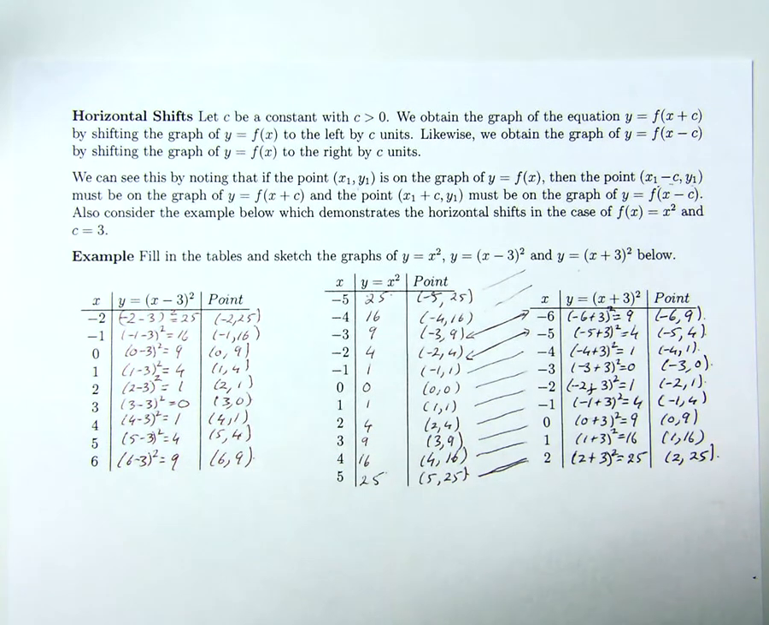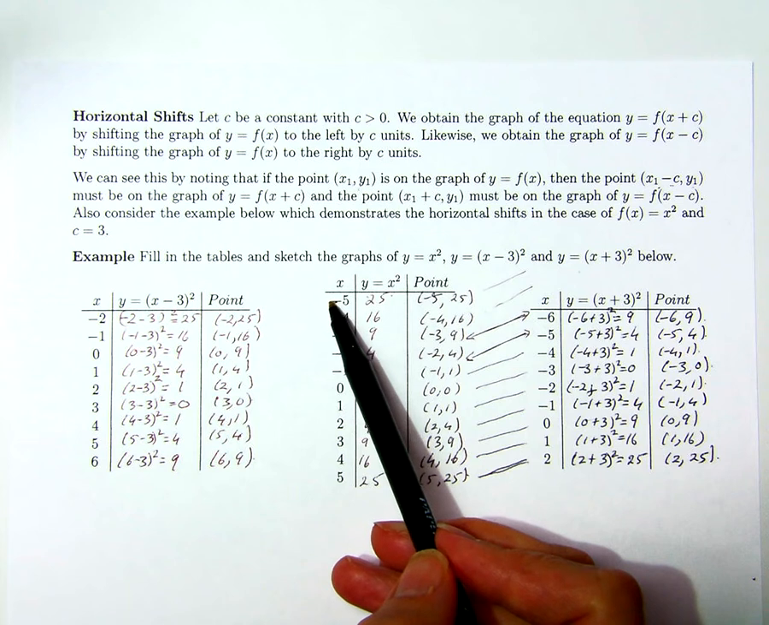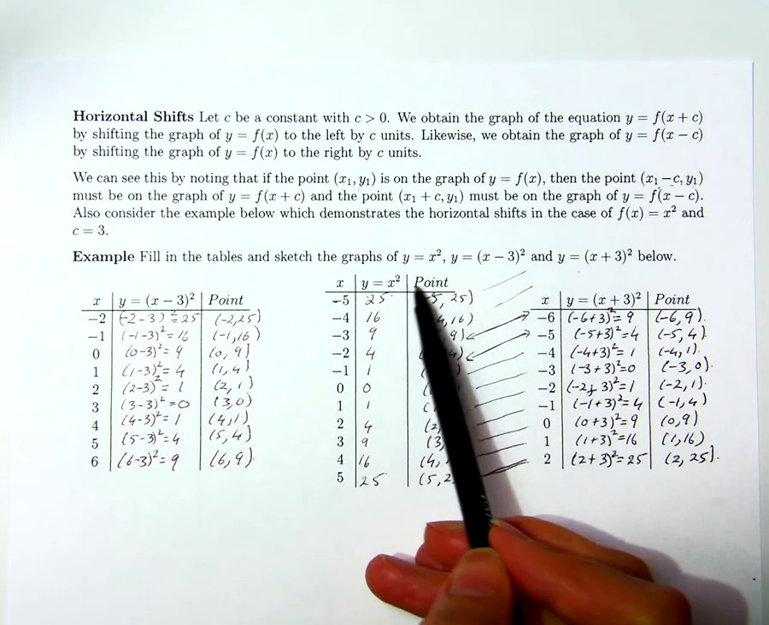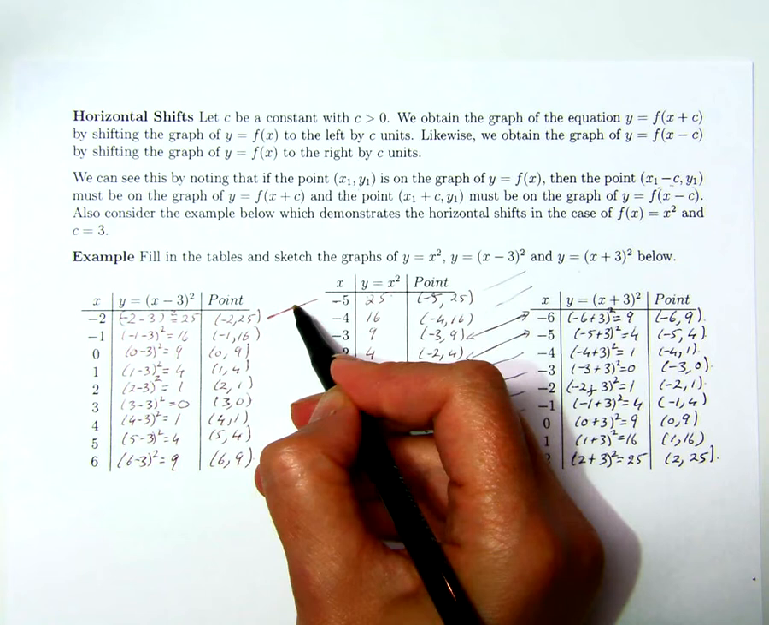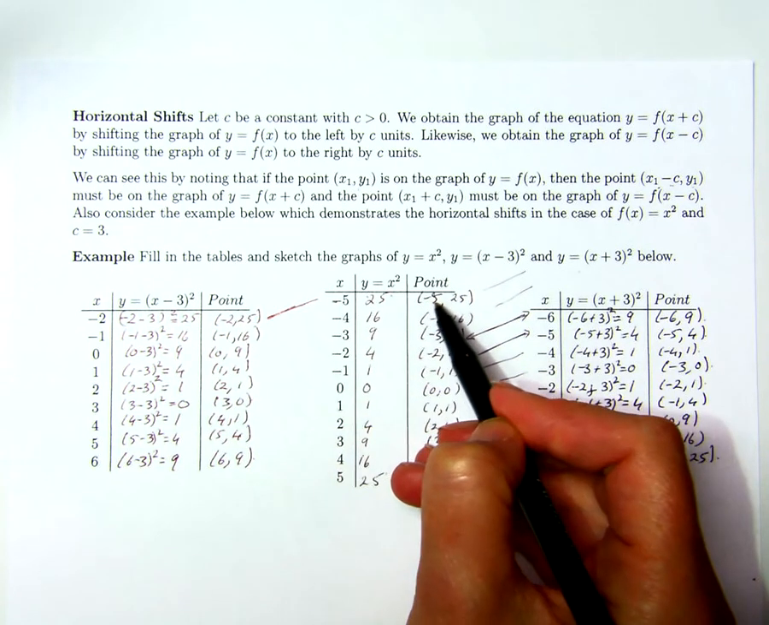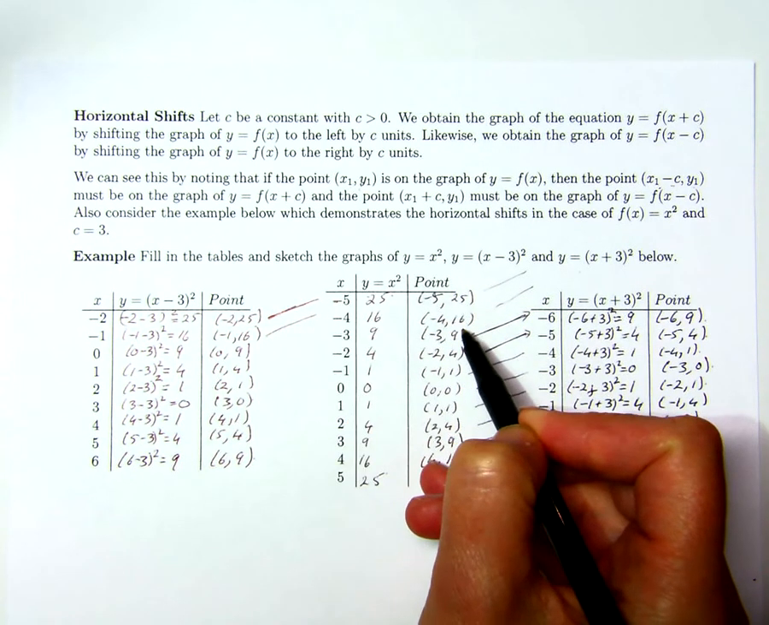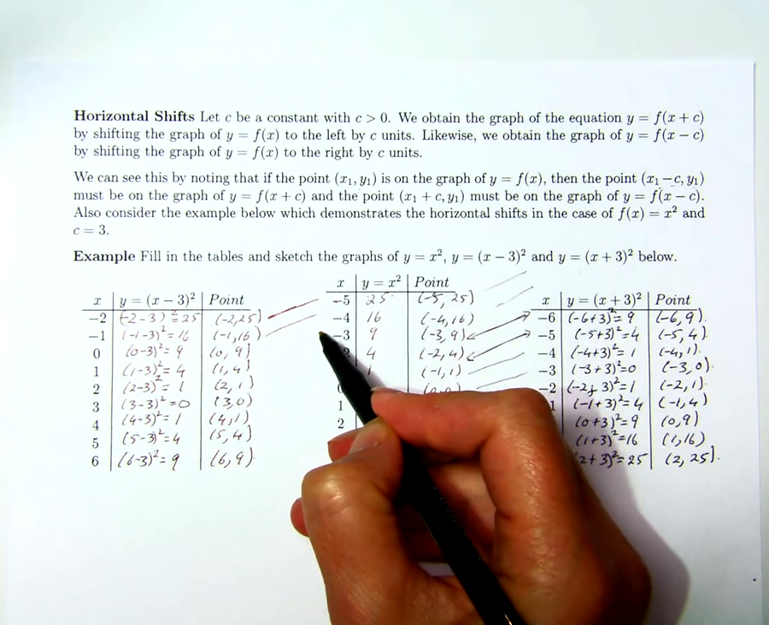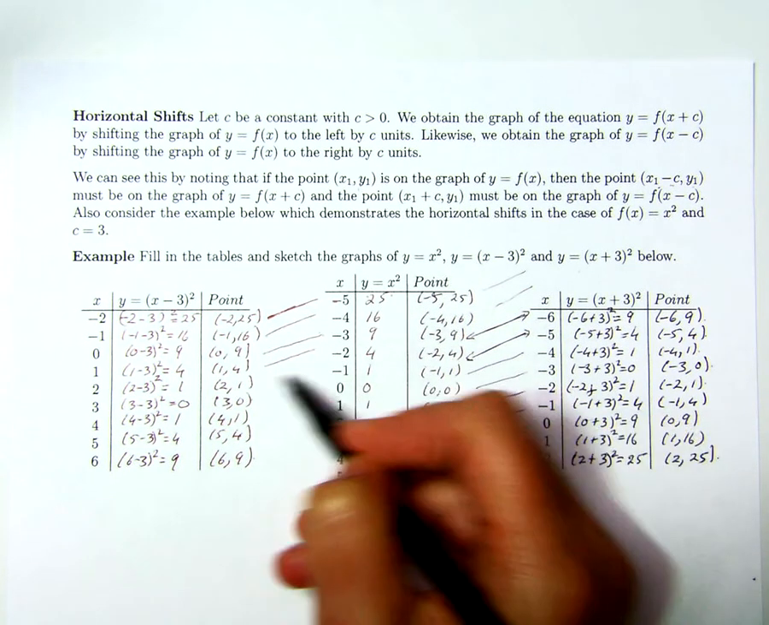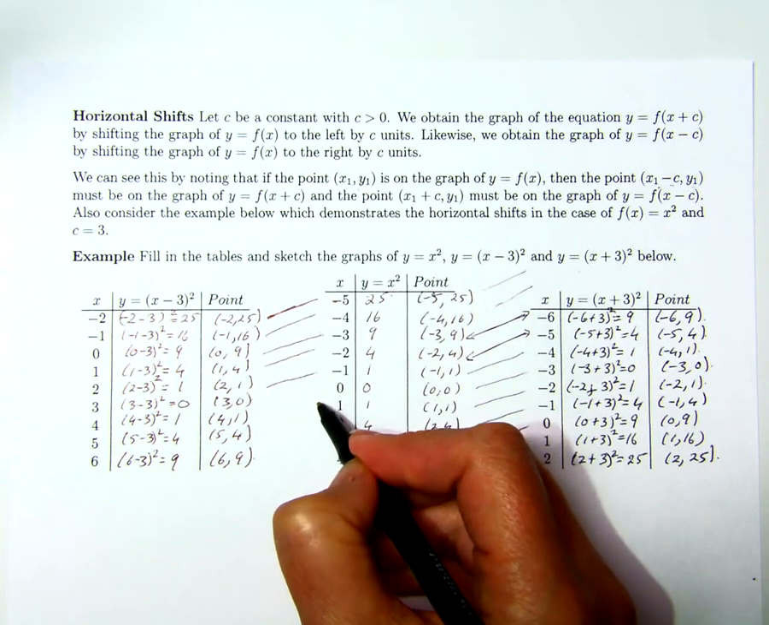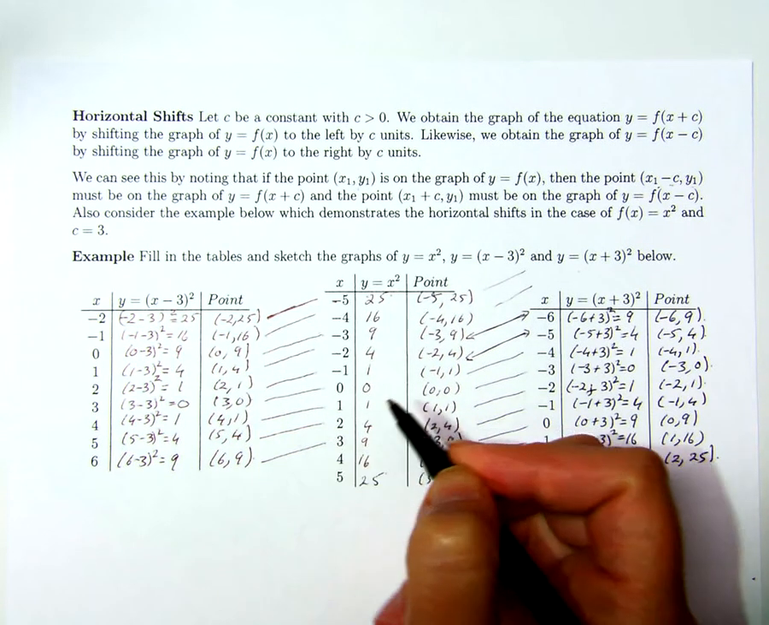And (6, 9). Again, we see here that the point (-2, 25) has the same y value as the point (-5, 25) on the graph y equals x squared, except -2 is 3 points to the right of -5. So this point shifted 3 units to the right. Likewise, (-1, 16) is the point (-4, 16) shifted 3 units to the right. We shift this one 3 units to the right and we get (0, 9). Shift this one 3 units to the right and we get (1, 4), etc. We'll see that all of these points here are the corresponding point shifted 3 units to the right.